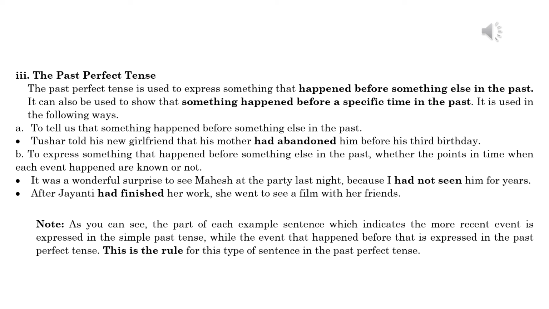Three. The past perfect tense. The past perfect tense is used to express something that happened before something else in the past. It can also be used to show that something happened before a specific time in the past. It is used in the following ways. A. To tell us that something happened before something else in the past. Tushar told his new girlfriend that his mother had abandoned him before his 3rd birthday.